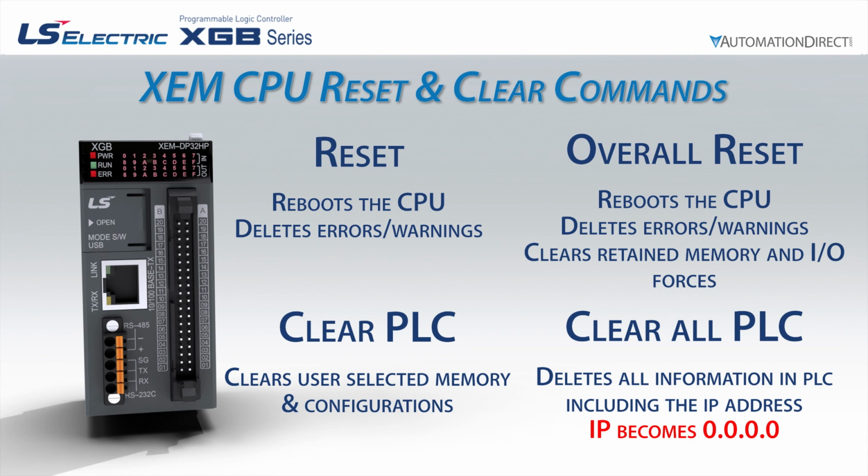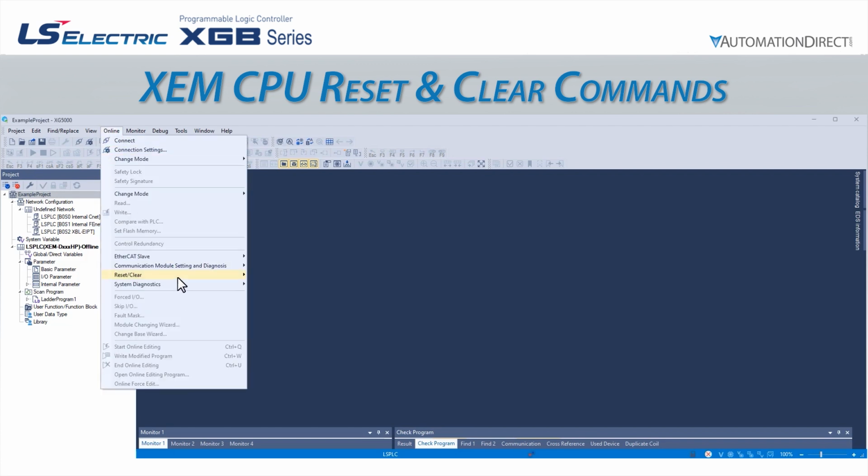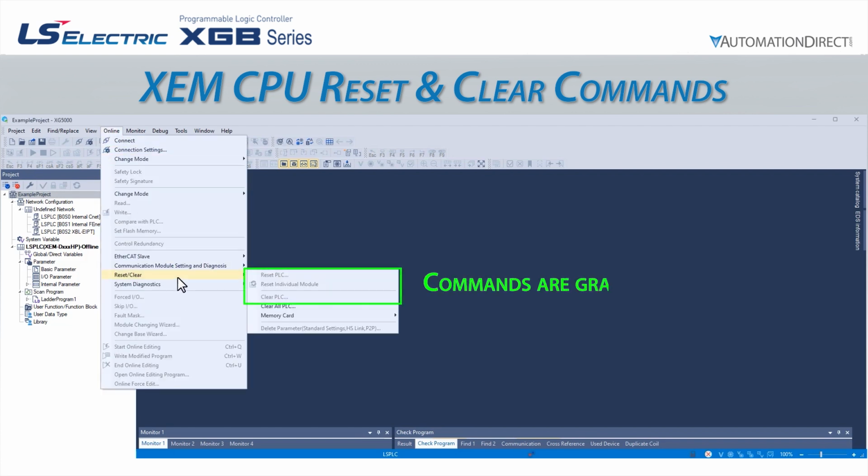It is important to note that none of these reset or clear commands may be undone. We need to be very careful in selecting which of these to use and when. Once they have been done, there is no going back. We can always write a program back to the CPU, but accumulated counters, timers, and other real-time data cannot be recovered. In order to initiate the reset commands or the clear PLC command, we must be online with the CPU.